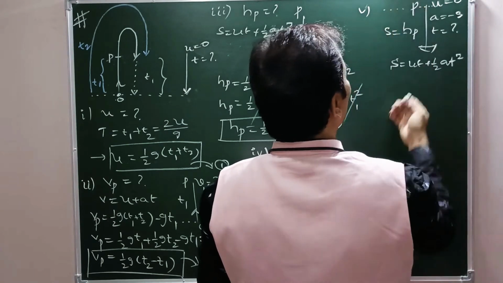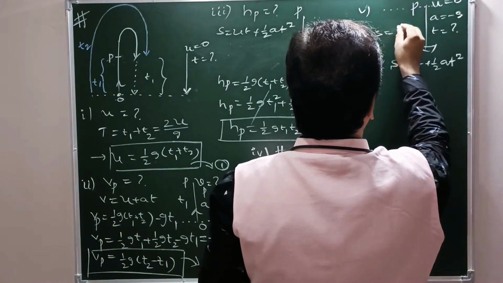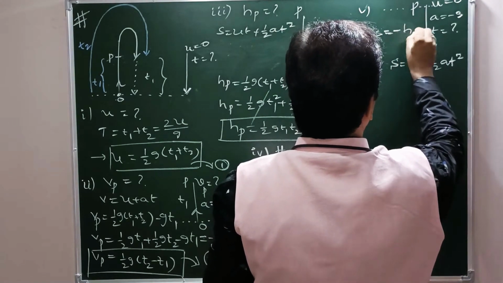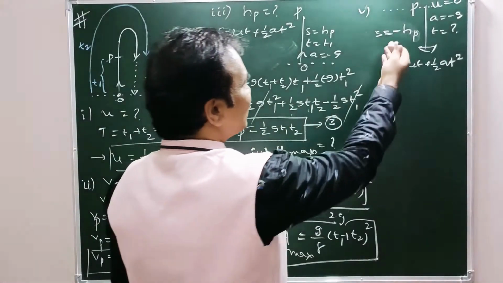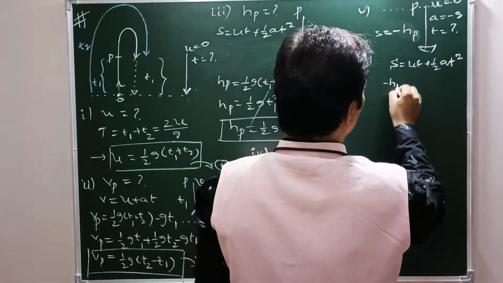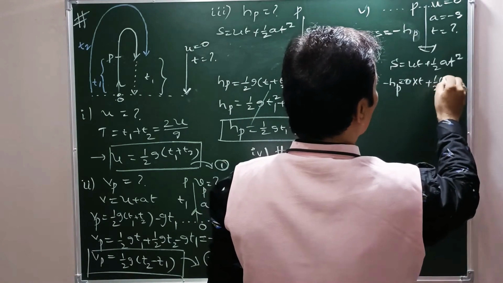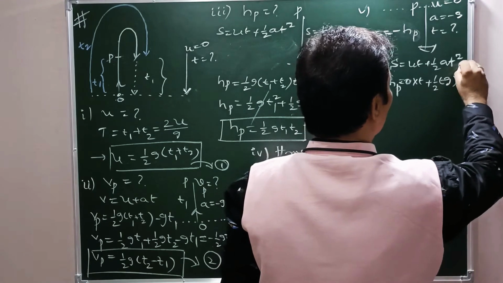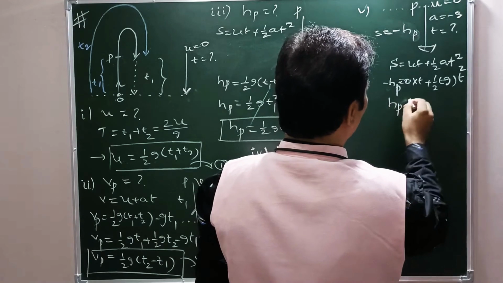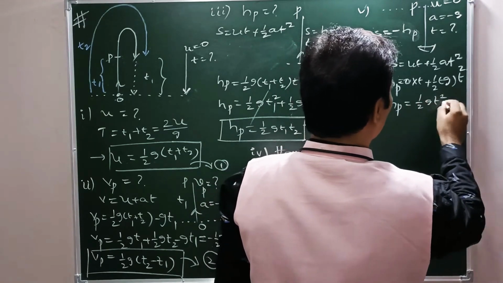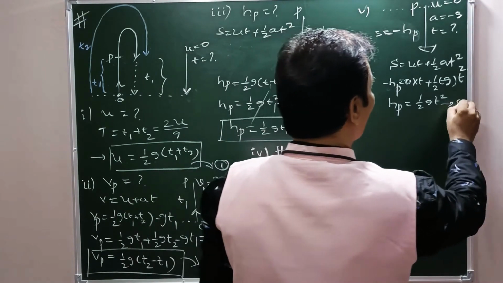So S equals the height of P with a negative sign, because this is our reference line. Displacement is negative because the particle is moving downwards. S equals minus HP. Now S equals minus HP equals u0 into t plus half into a, that is minus g, into t squared. So minus and minus cancel. We are left with HP equal to half g t squared. This is equation number 5.